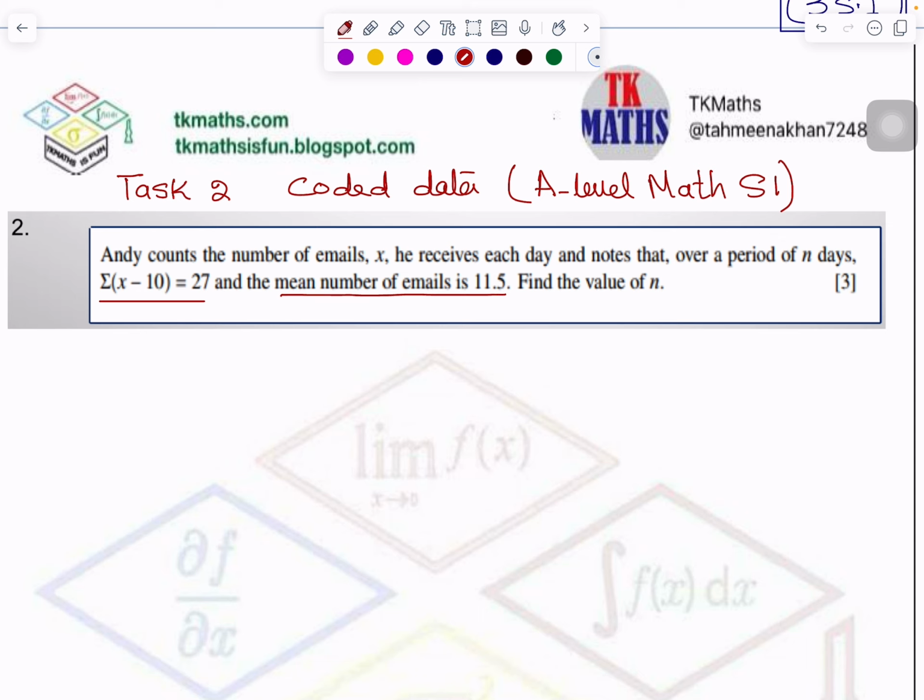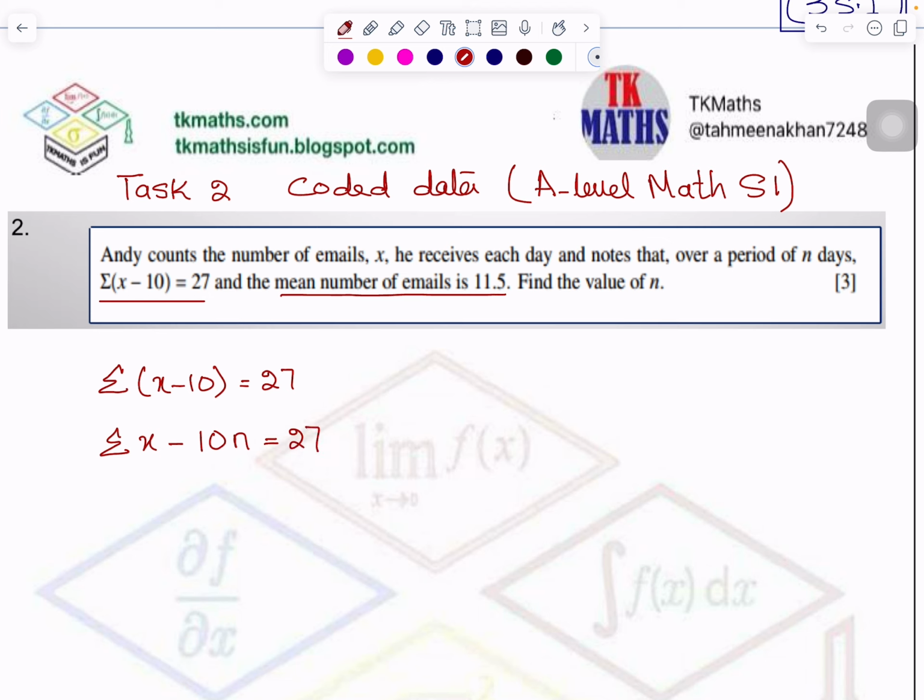So in this case, sigma (x minus 10) equals 27, and I explained in the earlier video what the meaning of this is. This can be expanded as sigma x minus 10 times n, because 10 represents subtraction from each value, and we don't know how many values there are because we don't know n. So I will write sigma x minus 10n equals 27.